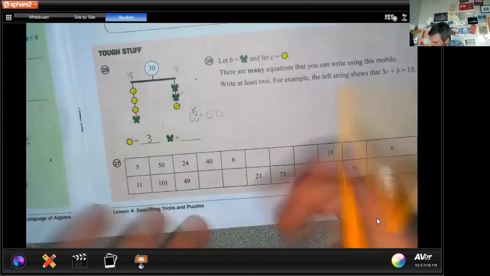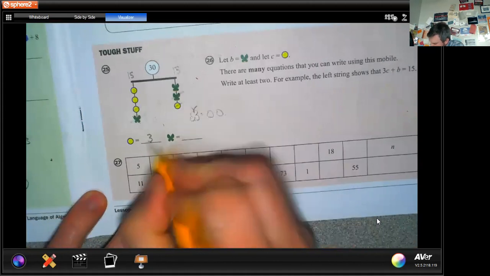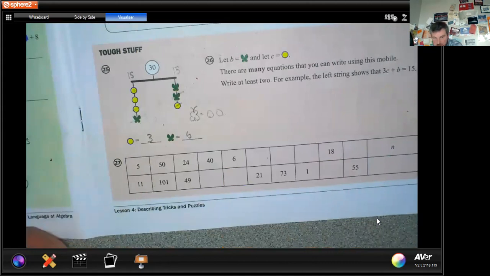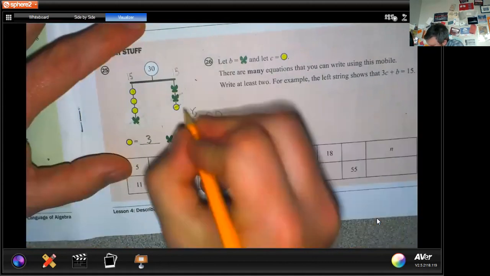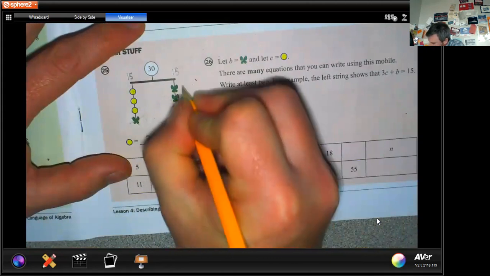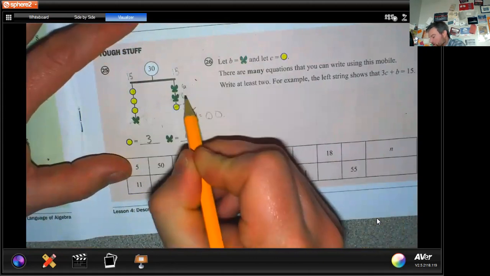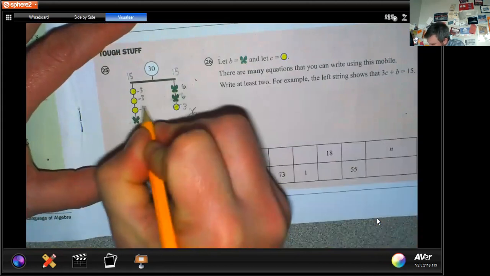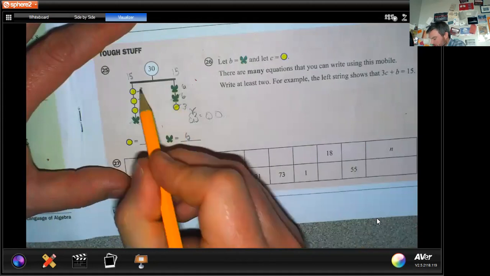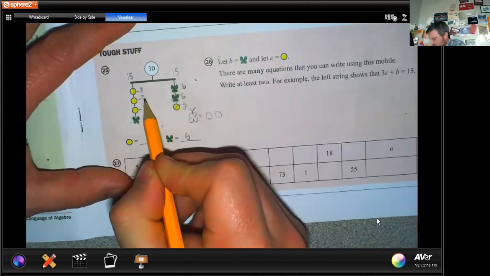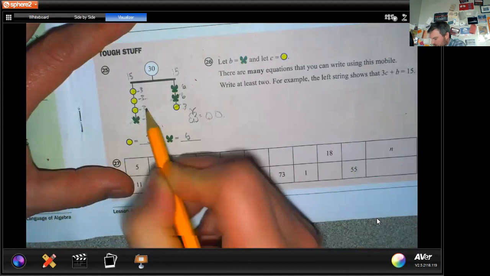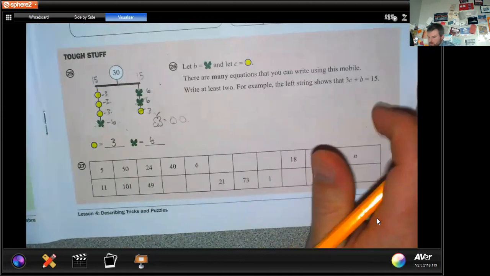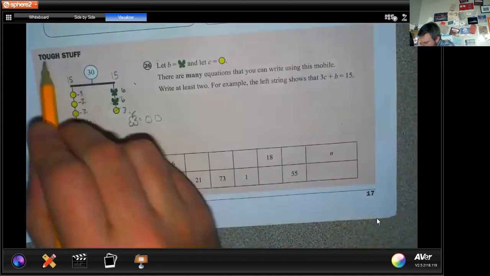Okay, and if a butterfly is 2 circles and a circle is 3, that must mean that this is 6. And we can check this out. So I've got 3 here and 6 and 6. Well, 6 plus 6 is 12. 12 plus 3 is 15. You got 3, 3, 3, 6. 3 plus 3 is 6. 6 plus 3 is 9. 9 plus 6 makes your 15. Okay, so you kind of got to do a little bit of work there on that one. Okay, which is why it's the tough stuff.